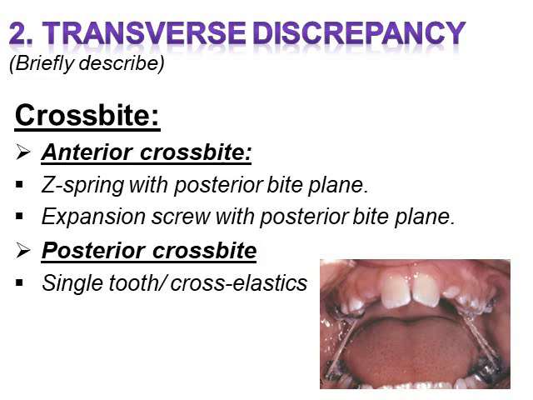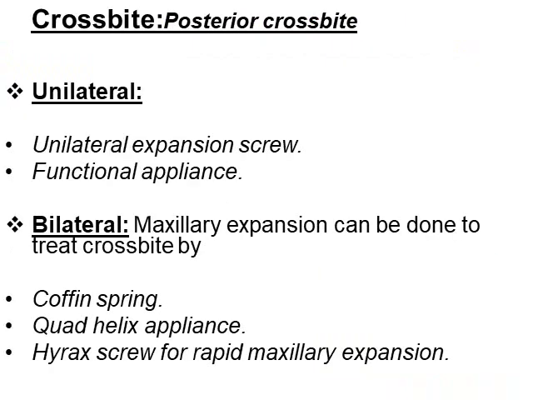Posterior crossbite involving a single tooth is treated by cross elastic, as we see in this picture. While unilateral crossbite is treated by a unilateral expansion screw or a functional appliance. Bilateral maxillary expansion can be done to treat crossbite by coffin spring, quad helix appliance, or a screw for rapid maxillary expansion.